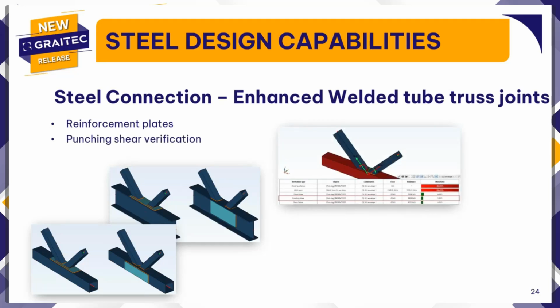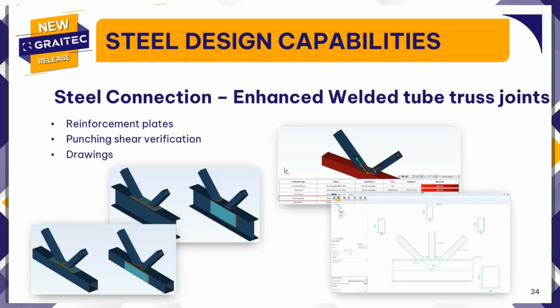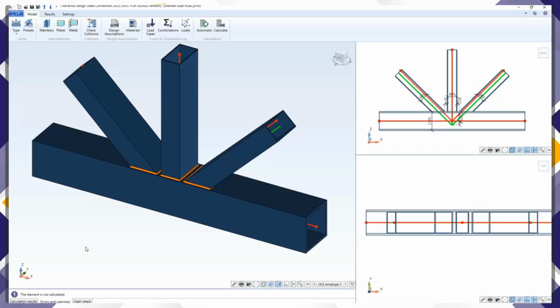Another novelty is the addition of punching shear verification to this connection. So this expands the available verification types for that connection. And finally, we can now generate the drawings for this connection type. As it was the only connection type that we were not able to do the drawings for, now it's possible.